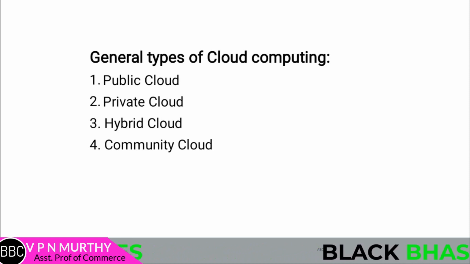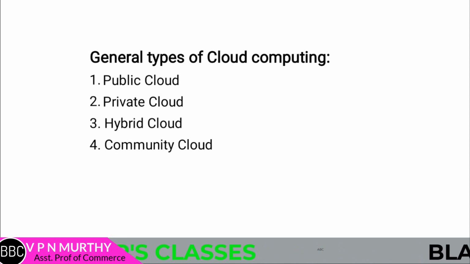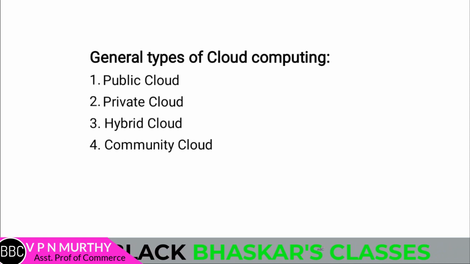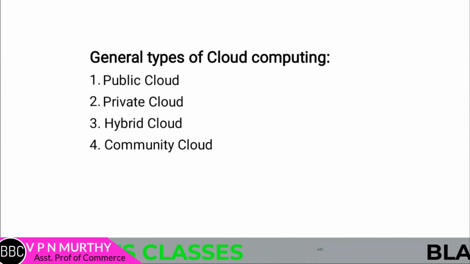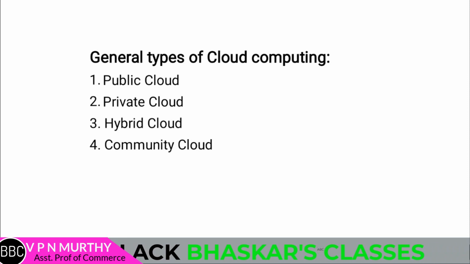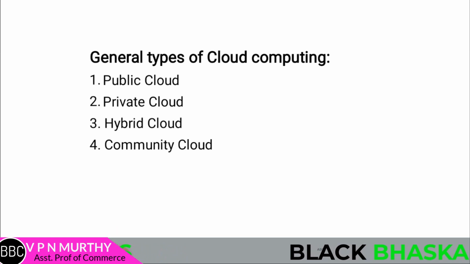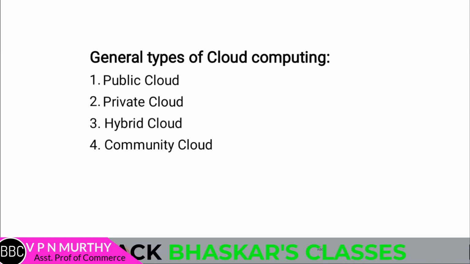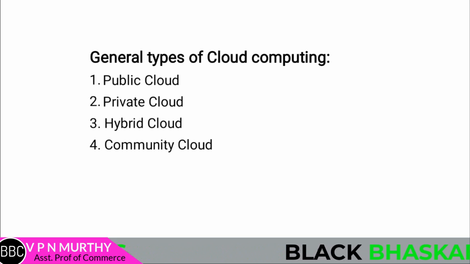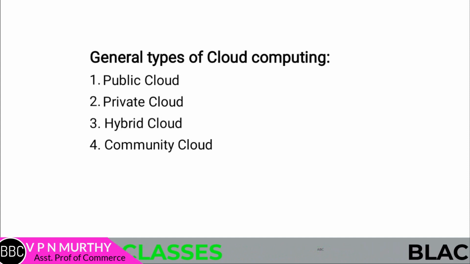The cloud infrastructure is shared by several organizations and supports a specific community that has shared concerns. For example, mission, objectives, security requirements, policy, and compliance considerations. It may be managed by the organizations or a third party and may exist on premise or off premise. So community cloud is the infrastructure shared by several organizations. They'll have a consortium, a group whereby they develop the infrastructure and it will be utilized by all the organizations in the group.